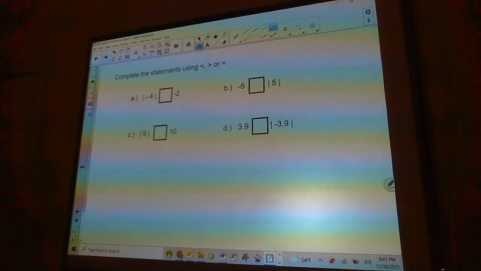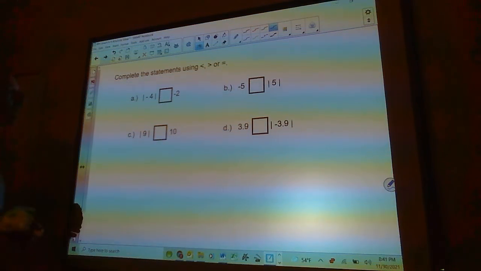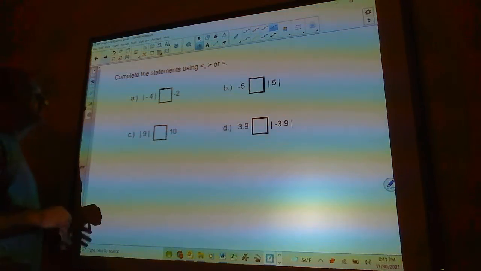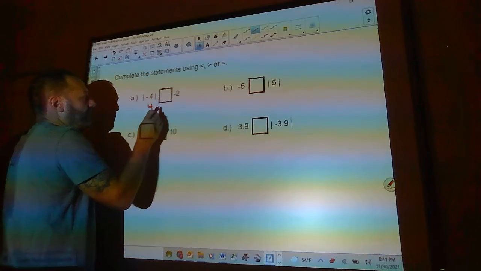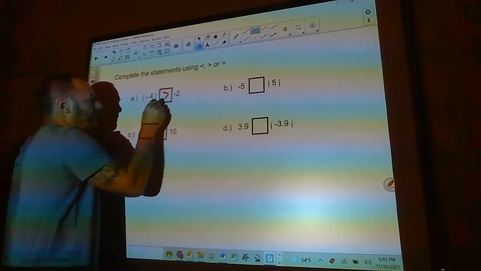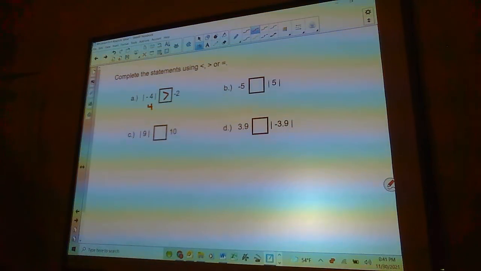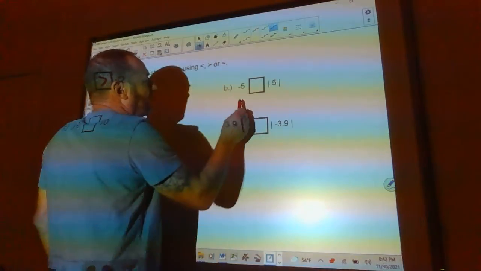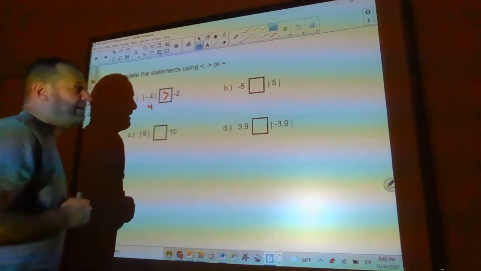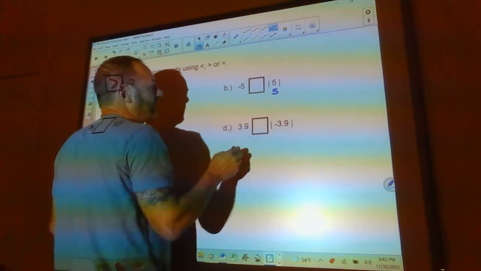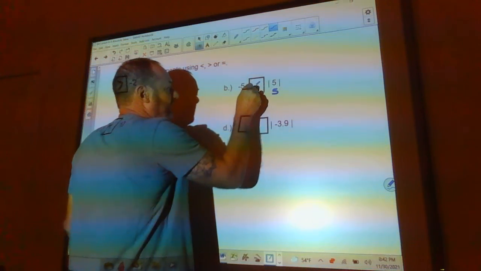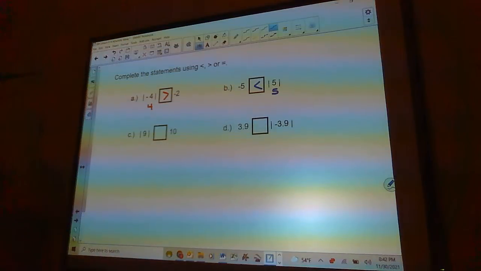Complete the statements using less than, greater than, or equal to. So the absolute value of negative 4 and negative 2. Remember, the absolute value of negative 4 is really 4, so 4 is bigger than negative 2, so I'm going to put a greater than sign in there. Negative 5 and the absolute value of 5. Well, the absolute value of 5 is also 5, so 5 is definitely bigger than negative 5, so I'm going to put a less than sign in that one.